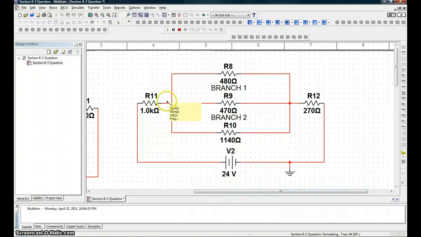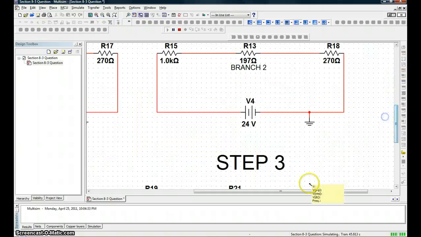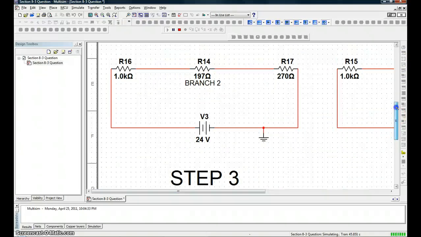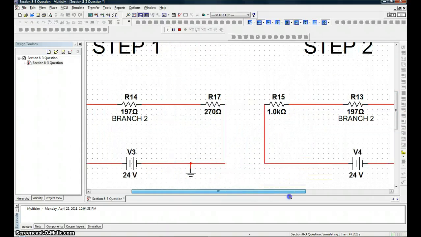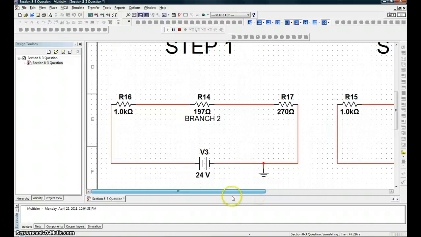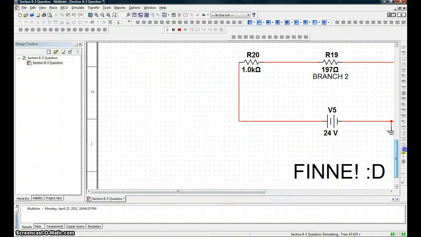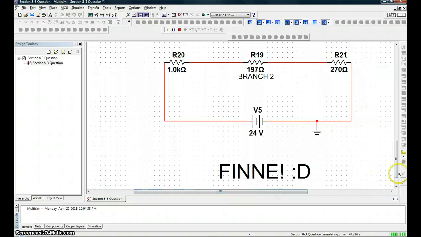24 volts, 7.64 volts, 4.42, 0. In step 3, we have 24 volts, 7.64, 4.4, 0. And then the final step. Whoops. I kind of screwed that up.